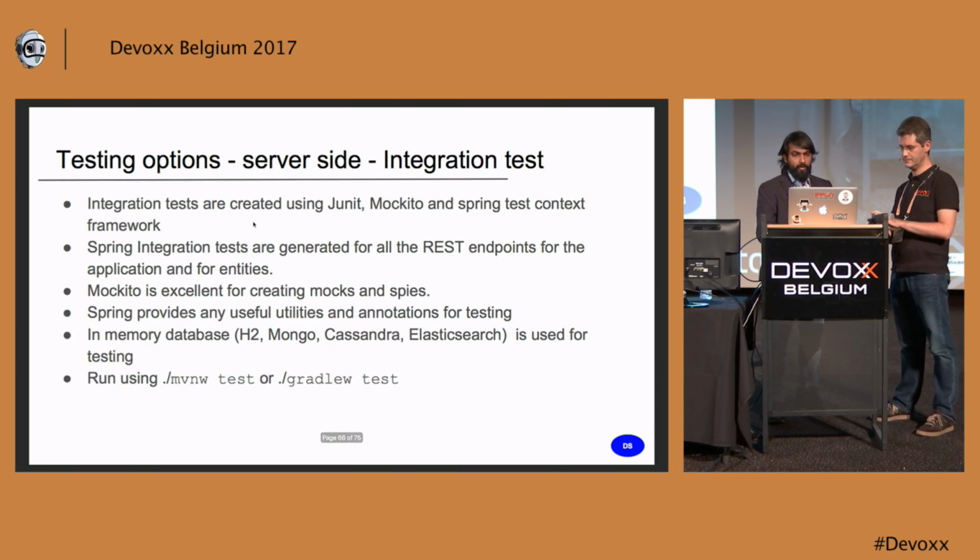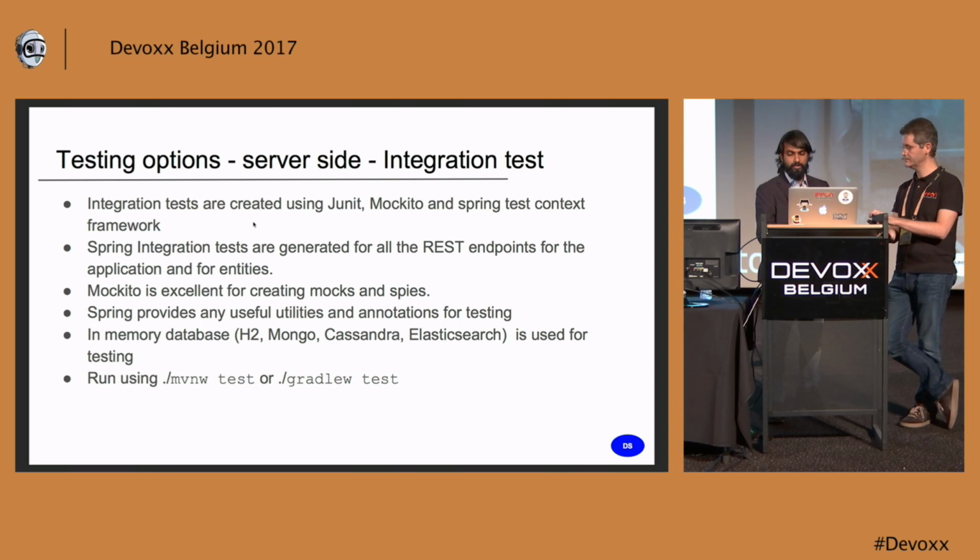We also generate a lot of Spring integration tests. They're also written with JUnit, Mockito, and Spring test context. We do this only for the REST endpoints, or the REST resources, so we generate integration tests for them. Mockito is also excellent for mocking and creating spies for your services and endpoints. You can also run these using Maven test or Gradle test. They run on in-memory versions of whatever database you use. We also provide in-memory databases for Mongo, Cassandra, and Elasticsearch when you do the testing, which is very unique.